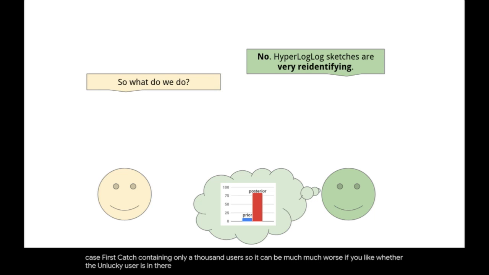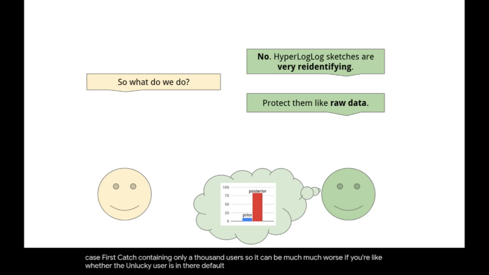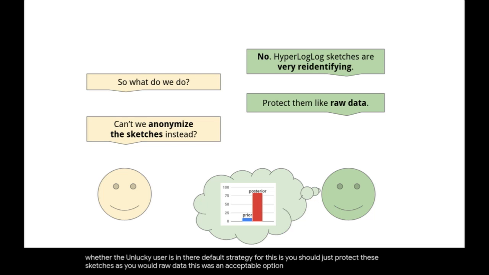So what do we do? The default strategy for this is you should just protect these sketches as you would raw data. This was an acceptable option to the team, but not a really great one, because when you have to treat something as raw data in a company like Google, it means a lot of things. You have to have encryption, audit logs, very tight ACLs, et cetera.